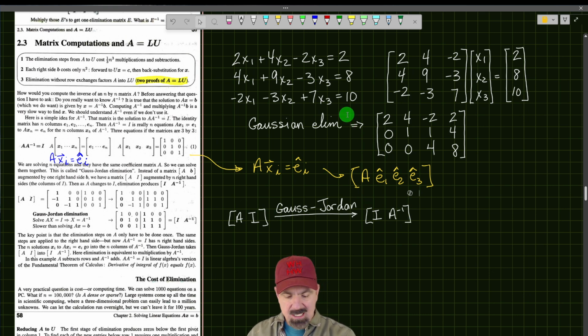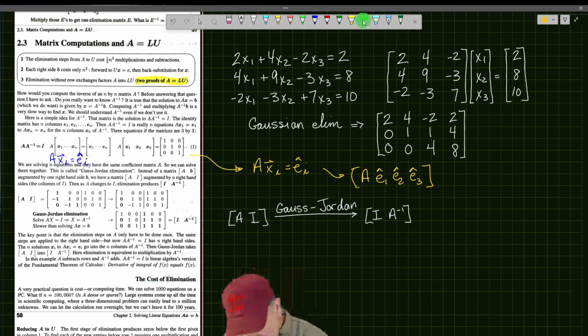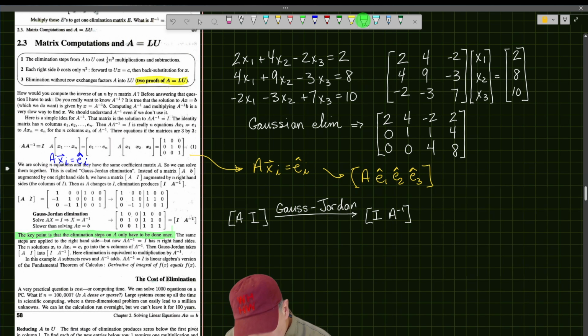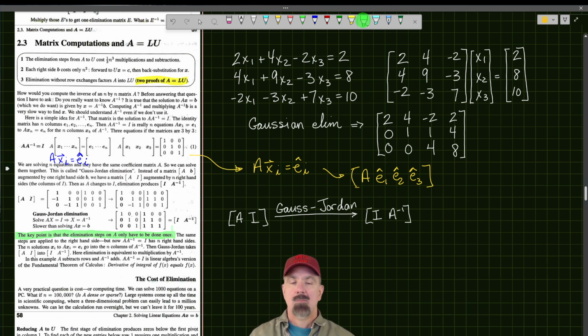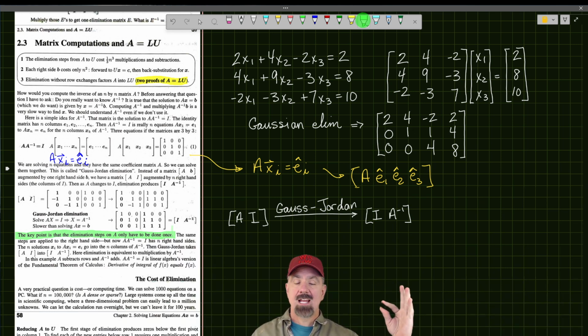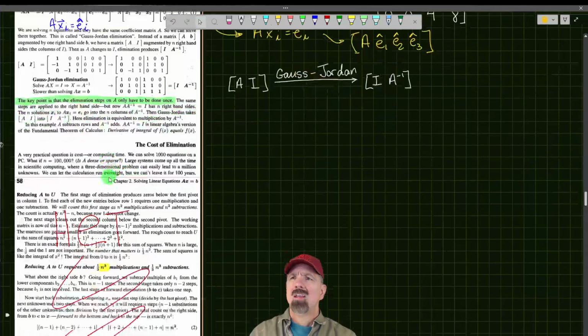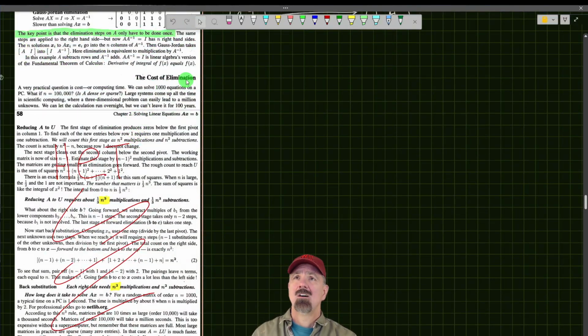And so he really highlights for us with this comment right here. The key point is that the elimination steps of A only have to be done once, because when we are operating on the augmented matrix with several right-hand side vectors, we are operating on all of those simultaneously. All right, the conversation about the cost of elimination.